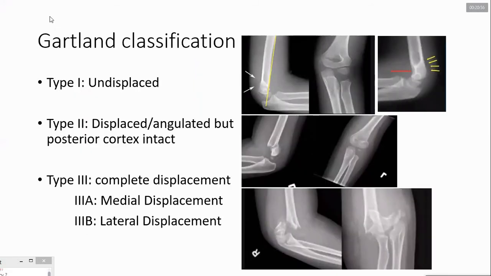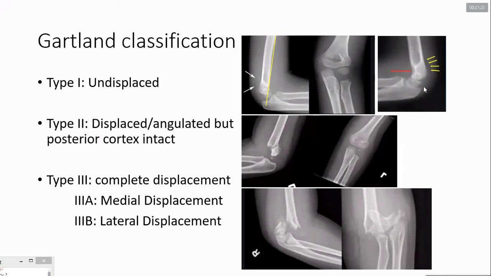So you have to remember one name, Gartland. He gave the classification of the supracondylar fracture. It's basically very simple: type 1, 2, 3. Type 1 is an undisplaced fracture, where there is a fracture occurring, but it has not moved out of its place. You can see the anterior humeral line is still aligned. It is not angulated either anteriorly or posteriorly. So it's basically an undisplaced fracture.